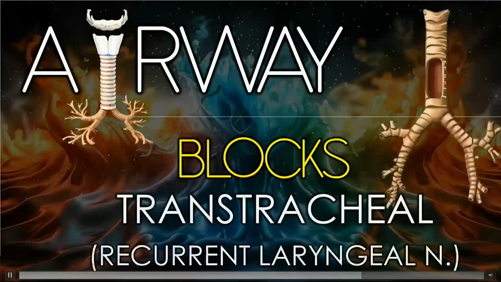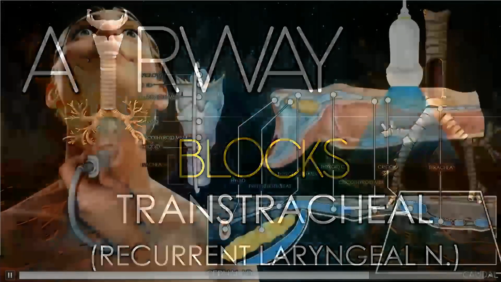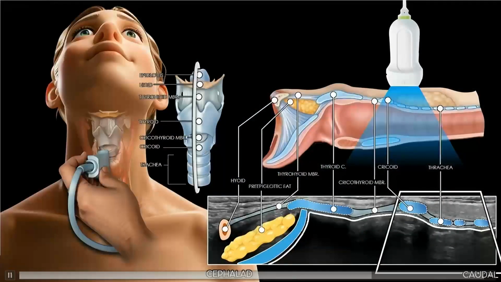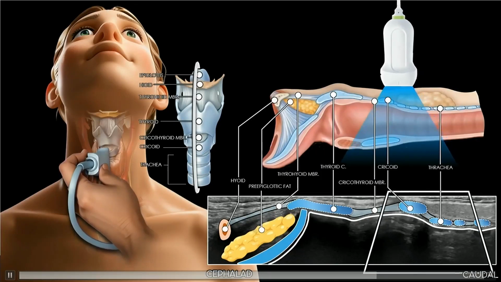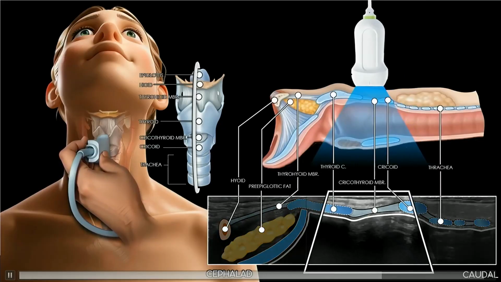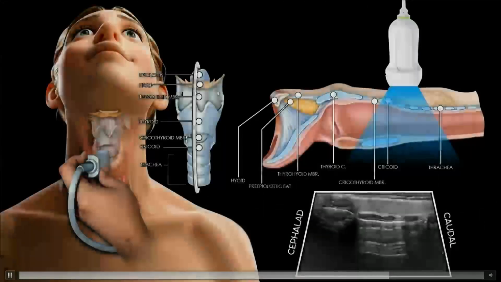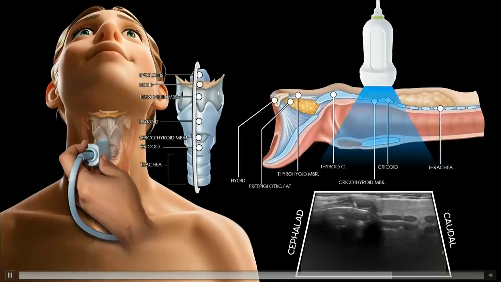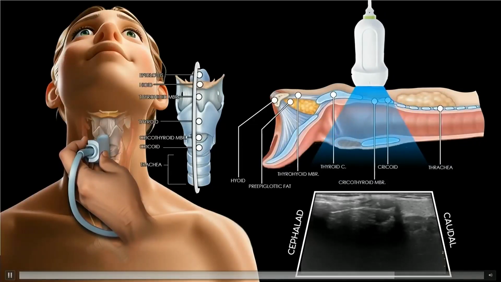Ultrasound-guided transtracheal injection is a reliable method to block the tracheal branches of the recurrent laryngeal nerve. This block is performed with the patient in a supine position and the neck extended. A high-frequency linear transducer is placed transversely over the anterior neck to identify the cricothyroid membrane between the thyroid and cricoid cartilages. The technique may be performed using anatomical landmarks with prior ultrasound mapping or under real-time ultrasound guidance.